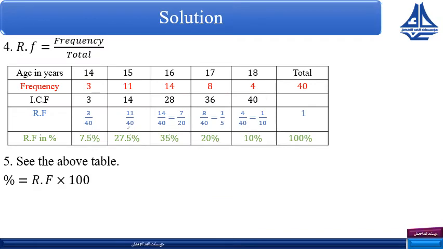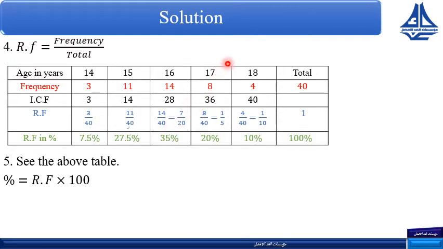Now guys, we want to calculate RF. Following the rule, RF equals frequency over total. So the relative frequency of 14 is 3 over 40. Relative frequency of 15 is 11 over 40. Relative frequency of 16 is 14 over 40. After simplification, it's 7 over 20.